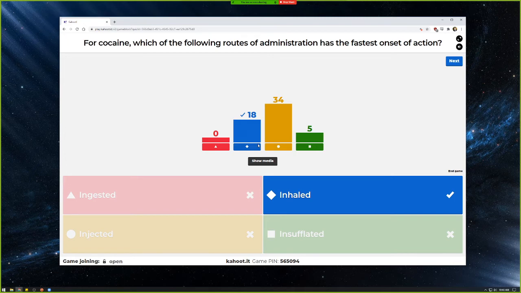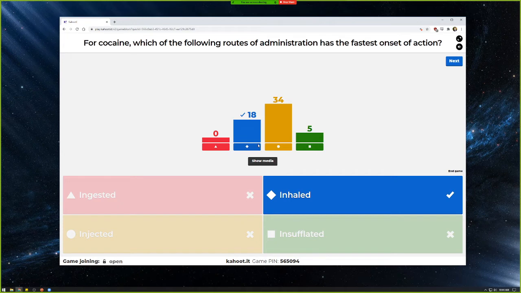Ingestion would probably be the slowest, right? Because it has to go through the GI tract, has to be absorbed. It's going to be slow. Injecting it would be pretty quick, because it's going straight to the venous system here. And then snorting would be a little bit slower because it still has to go through the venous system in order before it gets back to the heart.